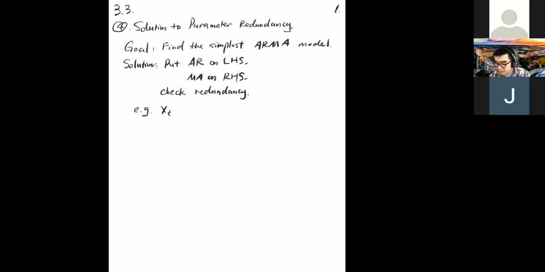So the model is xt equals 0.3 xt minus 1 plus 0.4 xt minus 2 plus wt plus 0.5 wt minus 1. So this is an ARMA(2,1) model. Okay, and we want to check if this model has the redundancy problem. So we put the AR on the left-hand side. So it's minus 0.3, minus 0.4.